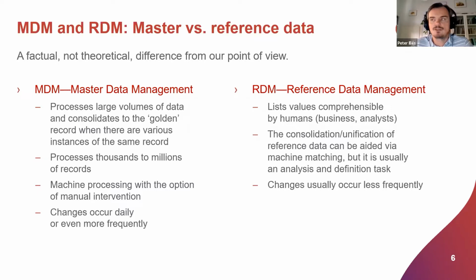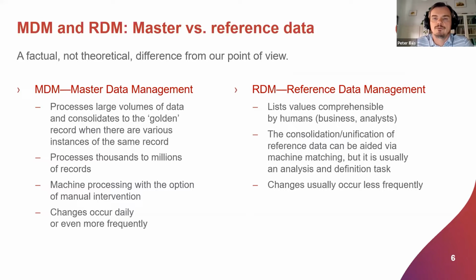Usually you have some machine processing, some software which helps you deal with cases when it's not so easy to find the golden record. There are cases when the machine doesn't really know whether it is the same one or not, so let me help to decide. And the changes are really frequent. On the other hand, reference data, these lists are not so big.